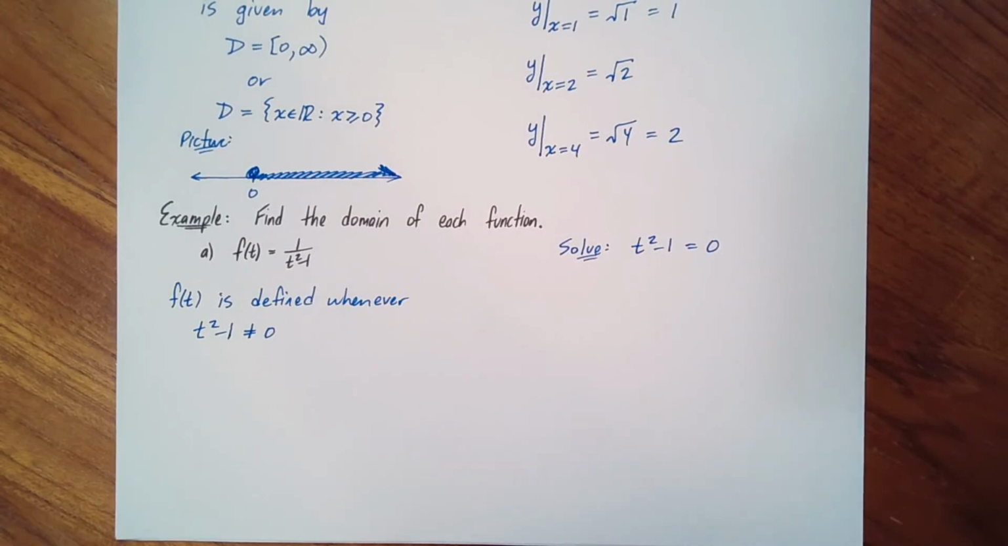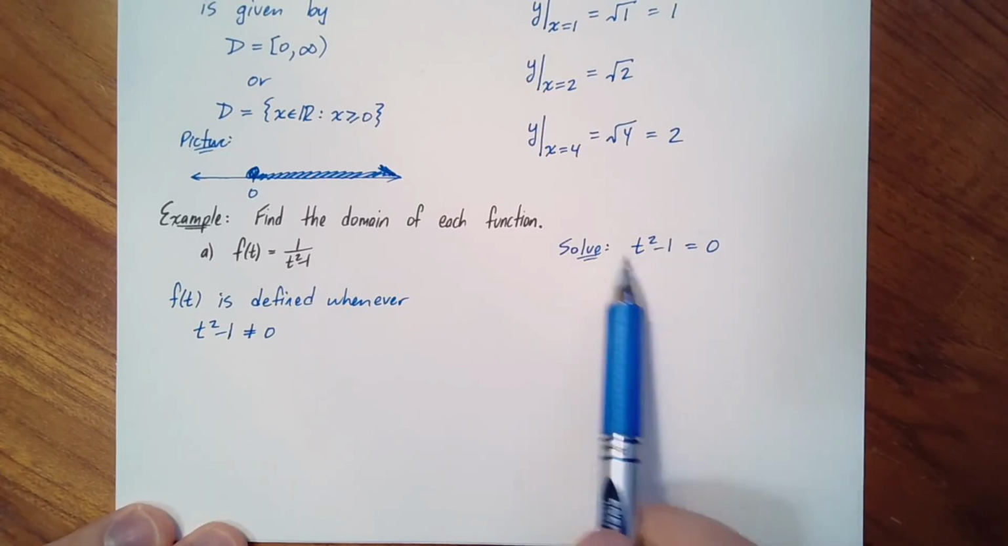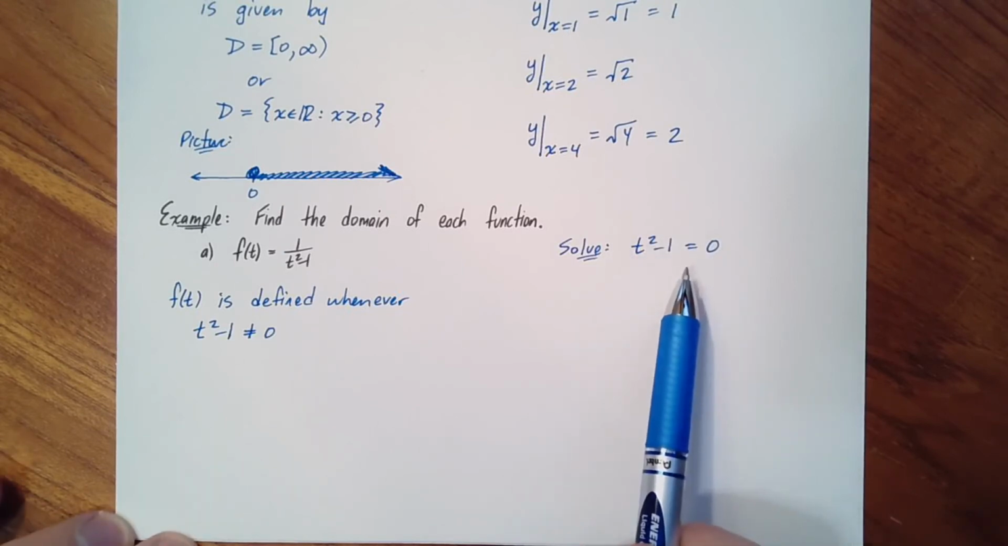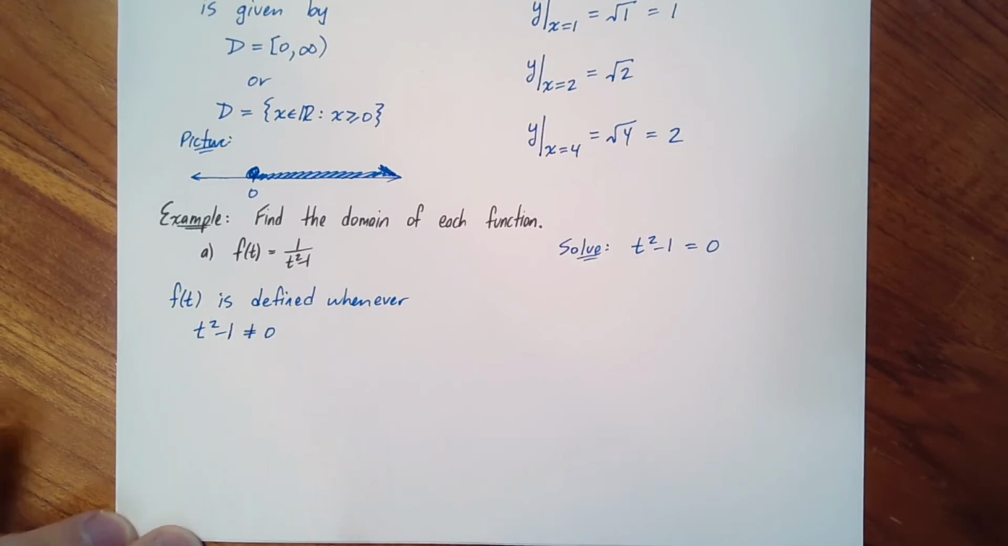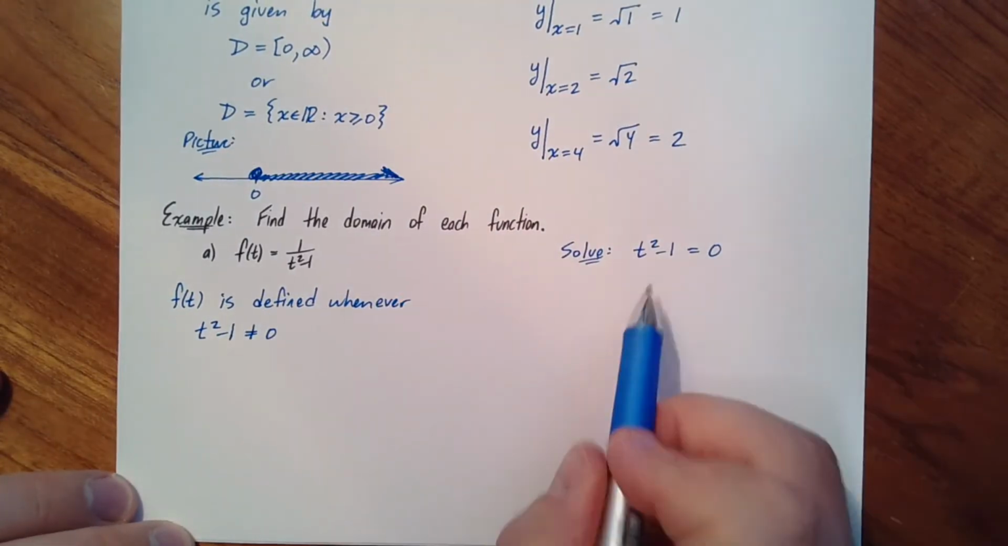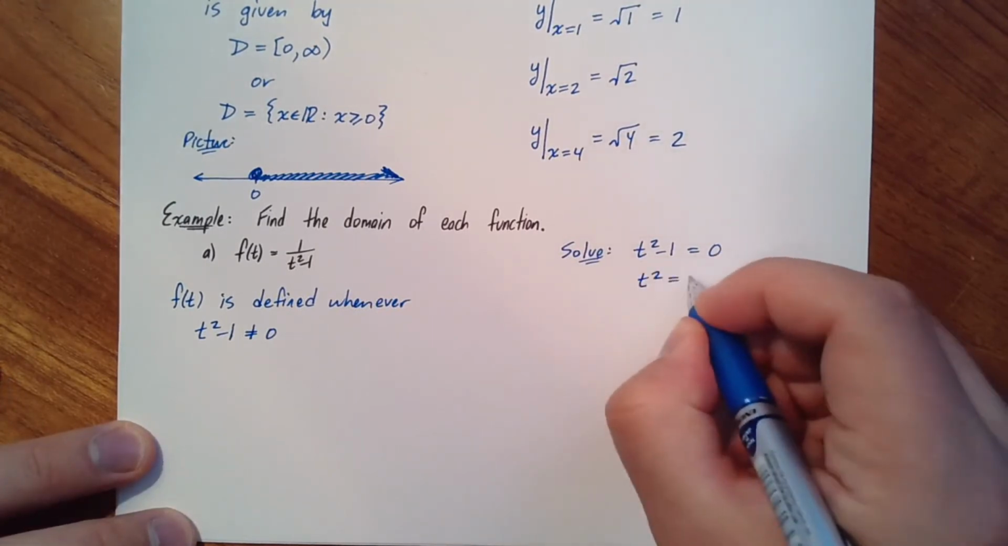And that's really going to be how we answer the question. So the solutions to this equation are going to be precisely the values for which this statement is false, and those are going to be the values that aren't in the domain. So let's solve this equation. We'll start by adding 1 to both sides, so you get t squared is equal to 1.